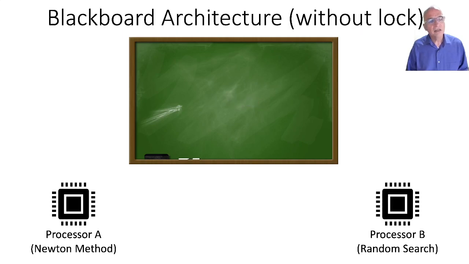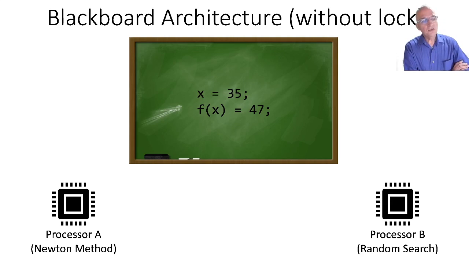So let's say that I'm implementing the blackboard architecture without having a lock. Let's see what happens. Let's suppose that I have the value x equal 35 and f of x equal 47. So it means that, at the point 35, the value of the function is 47. And that value has been written in the blackboard by one of those methods at some time in the past.